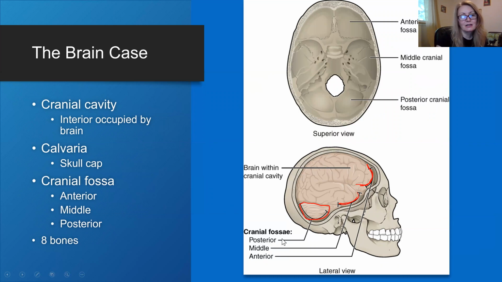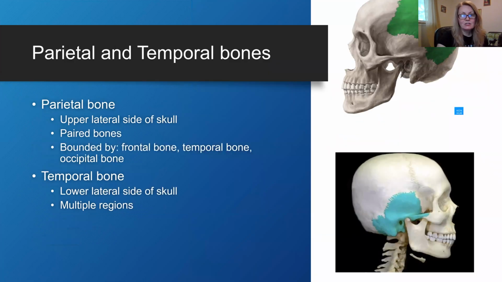Right, so if you talk about the brain case or cranium, we have 8 bones that make up this structure. So let's look at each bone in a little bit more detail. We're going to start with the parietal bone. We have 2 of them, left and right parietal bones.